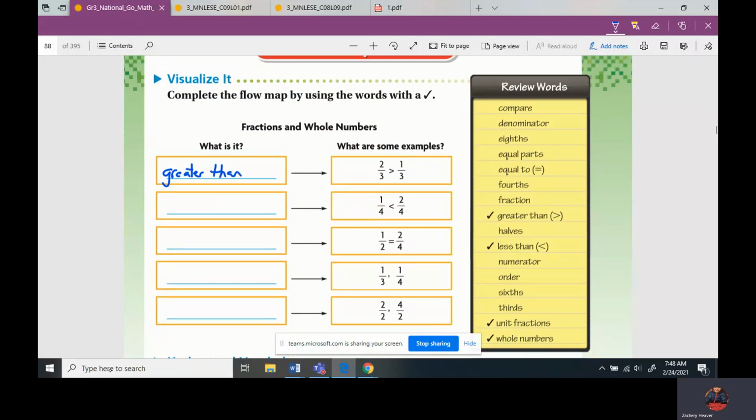Now this one, let's say we have a piece of cake that has 4 pieces. There's 1 left here and there's 2 left here. Which one has more? 2/4. So this is the less than sign. It says 1/4 is less than 2/4. You got to read it like a book.